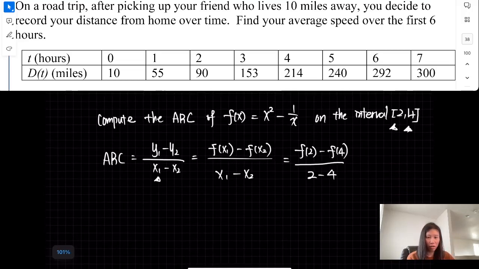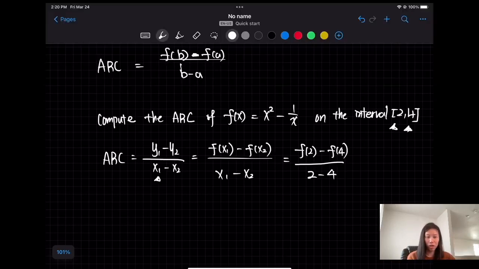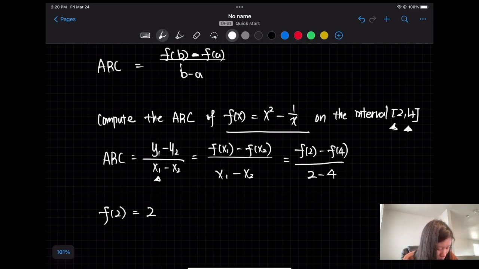Okay, so now let's find out what f of 2 and f of 4 equal. Since our function f of x equals x squared minus 1 over x, f of 2 equals 2 squared minus 1 over 2, which is 4 minus 1/2, which is 7/2.